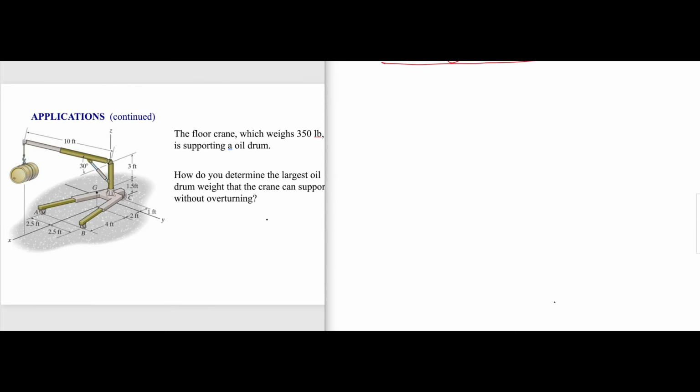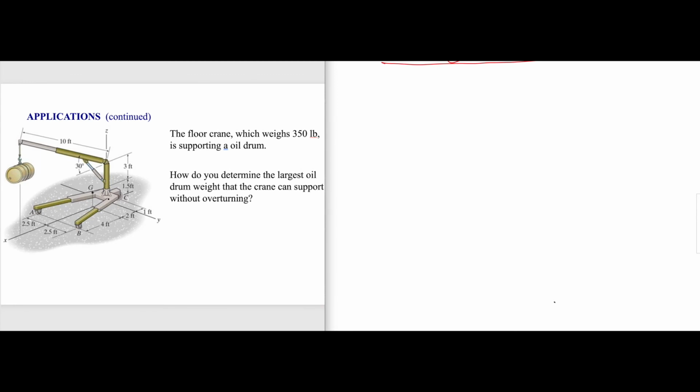Okay, then let's look at a case here. If I'm asking you, there is a floor crane, draw the free body diagram of the floor crane. That means you take the crane. This is the crane. This whole thing, this whole member, that's the crane.